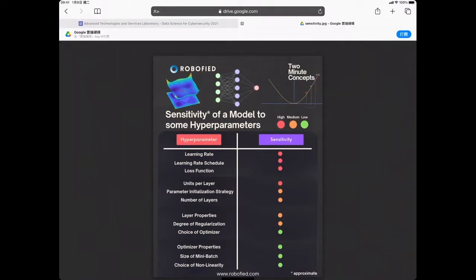Layer property means that if you use different kinds of layers, such as convolution, dense, max pooling, there are a lot of different layers provided by Keras, but we only mention some basic ones. Different kinds of layers indeed have different sensitivity. Then degree of regularization, which is L1 regularization and L2 regularization. Choice of parameters we also talked about before. The last one is optimizing the parameters: size of mini batch and choice of nonlinearity, the least sensitive ones.